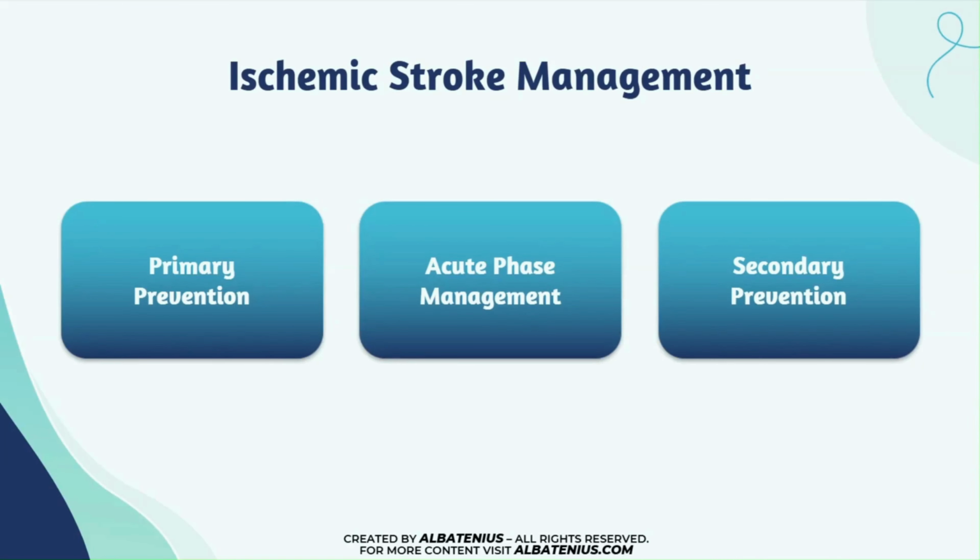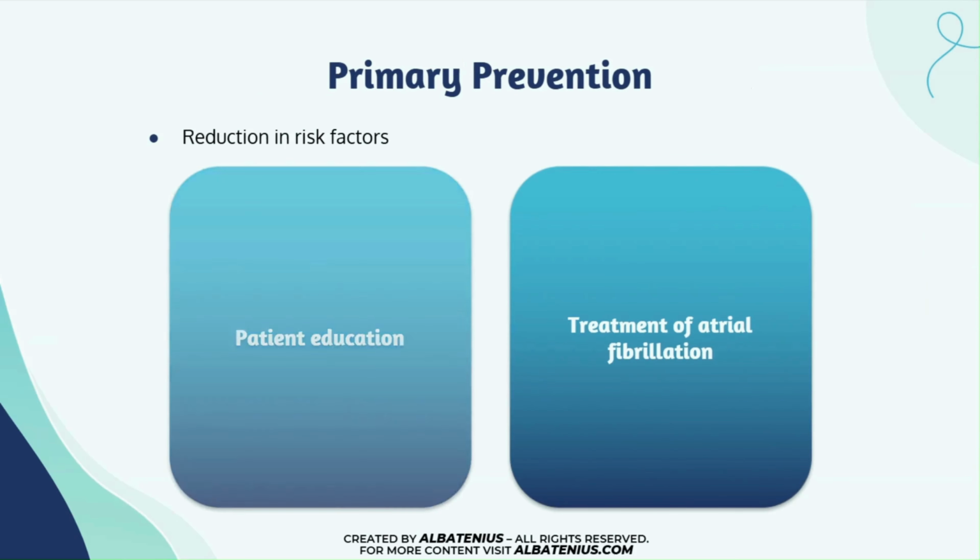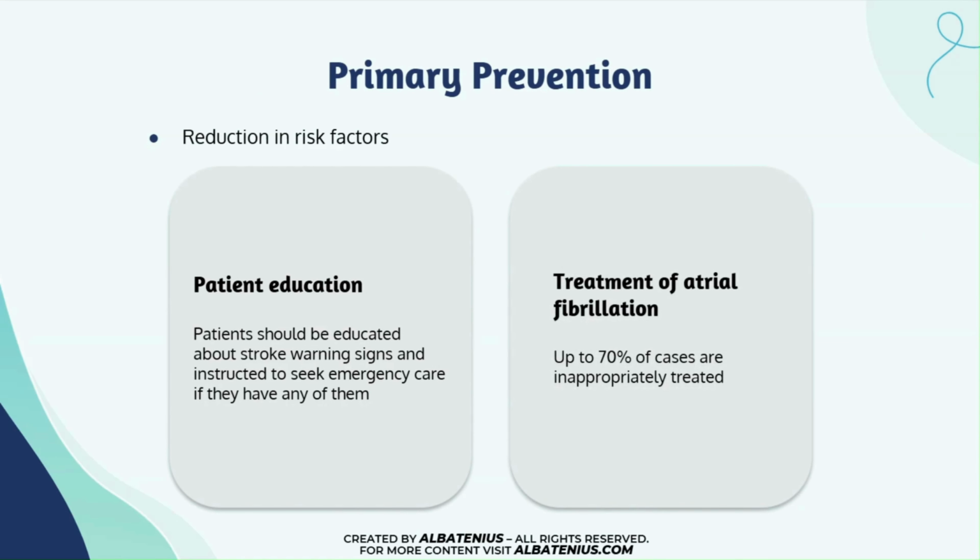So the management of ischemic stroke consists of three main approaches or parts. We have the primary prevention, we have the acute phase management, and we have the secondary prevention. Let's start with primary prevention.